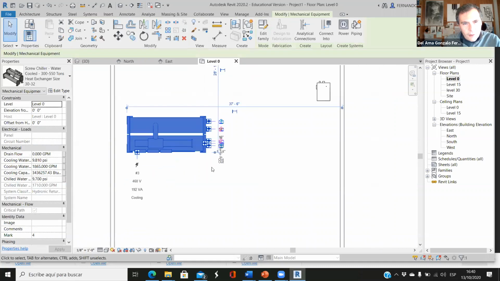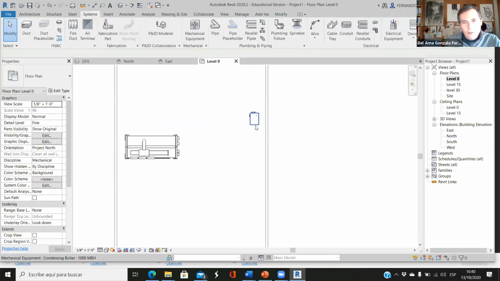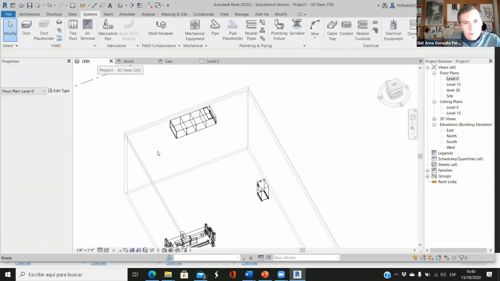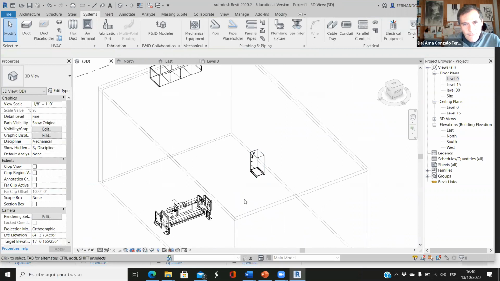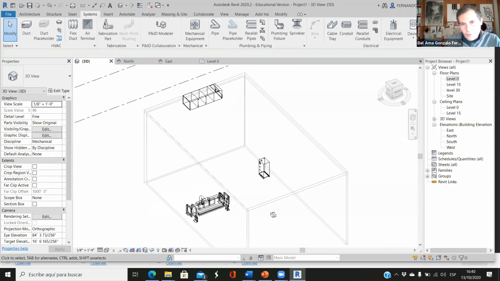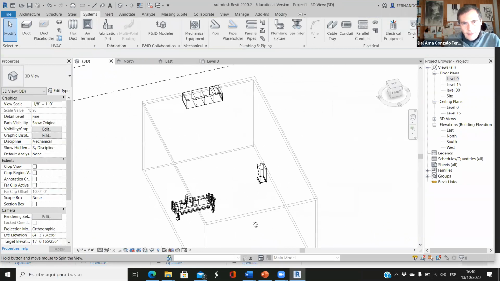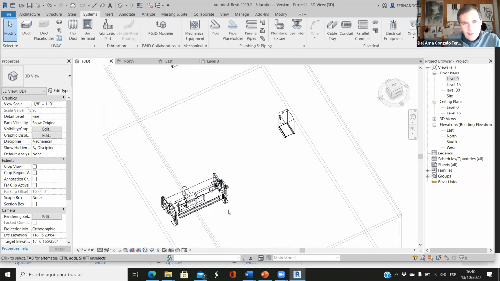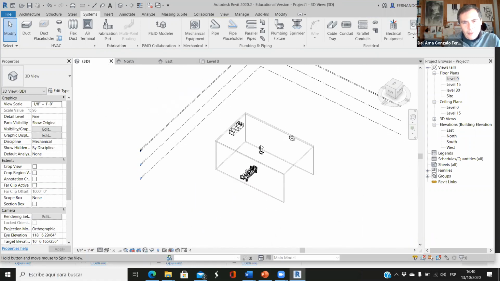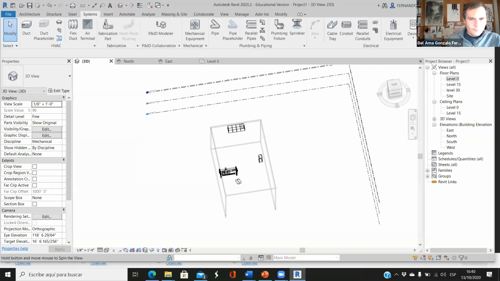Okay, in, out, in, out. Okay, so we have a chiller and the boiler in the basement. And we need a cooling tower. But let's analyze this first, and then we will place the cooling tower at the end.